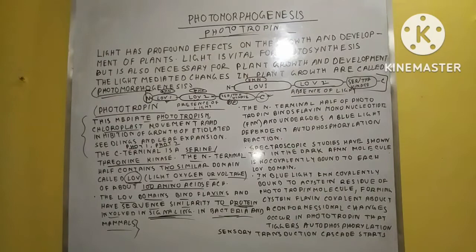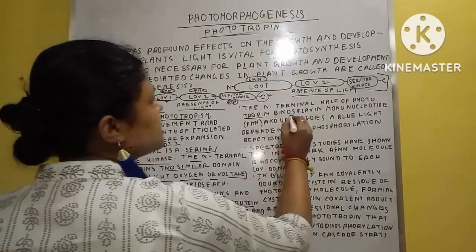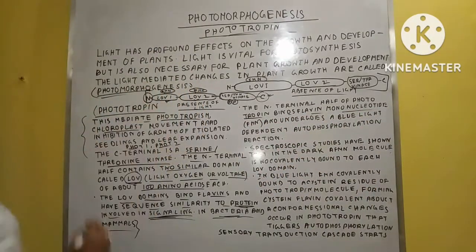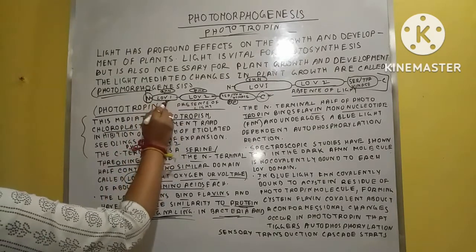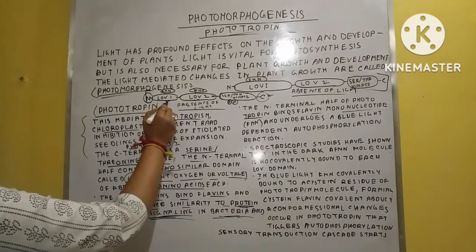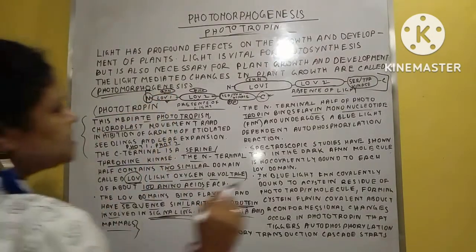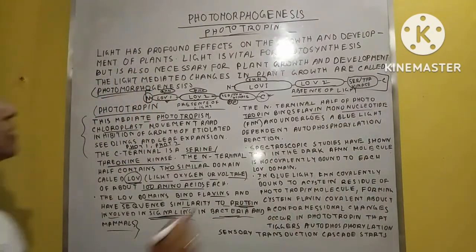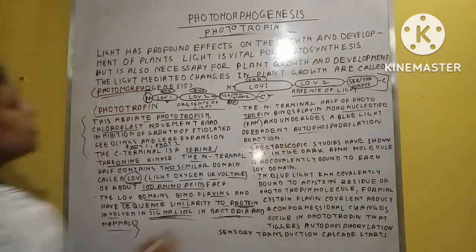Okay, transduction of the signaling. The N-terminal half of phototropin binds the flavin mononucleotide. FMN, the flavin mononucleotide, undergoes a blue light dependent autophosphorylation reaction.